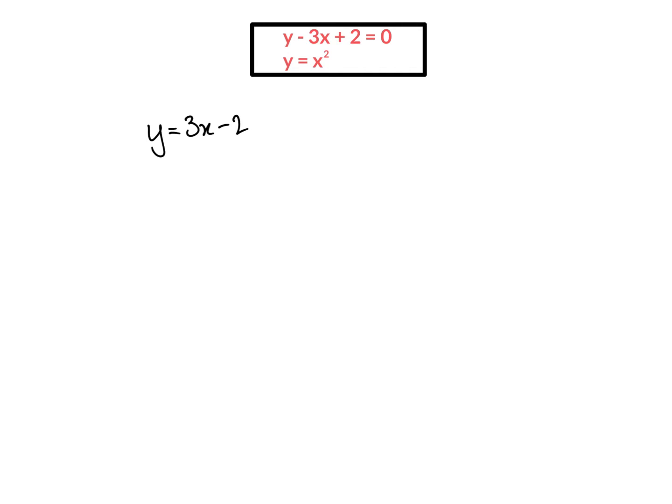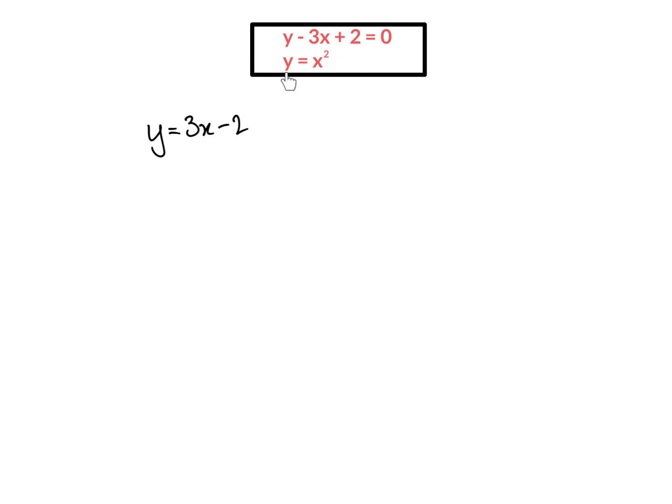It doesn't matter whether you make y the subject or x the subject, but generally there's one that's easier to do. And in this case, it's much easier to make y the subject. It's on its own. We don't have to divide through by 3, which we'd have to do if we wanted to make x the subject. So what we then do is we take our subject, y equals 3x minus 2, and we're going to substitute it into the second equation, into the non-linear one.